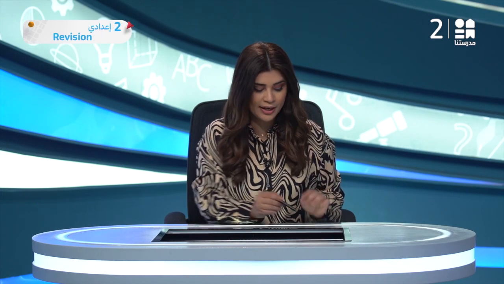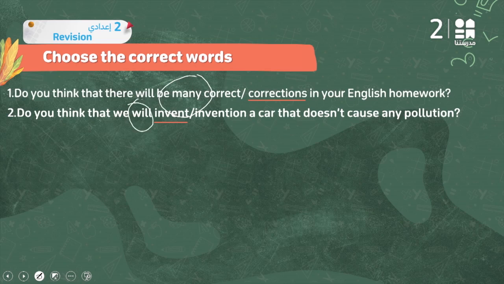Okay? So here, do you think that we will, and will should be followed by an infinitive verb. يعني فعل في المصدر without adding anything to it. So that's why I shall choose invent. Invent يعني يخترع. Invention الاختراع نفسه. Okay? So if I have will here, like this one, I have to add an infinitive verb after it.